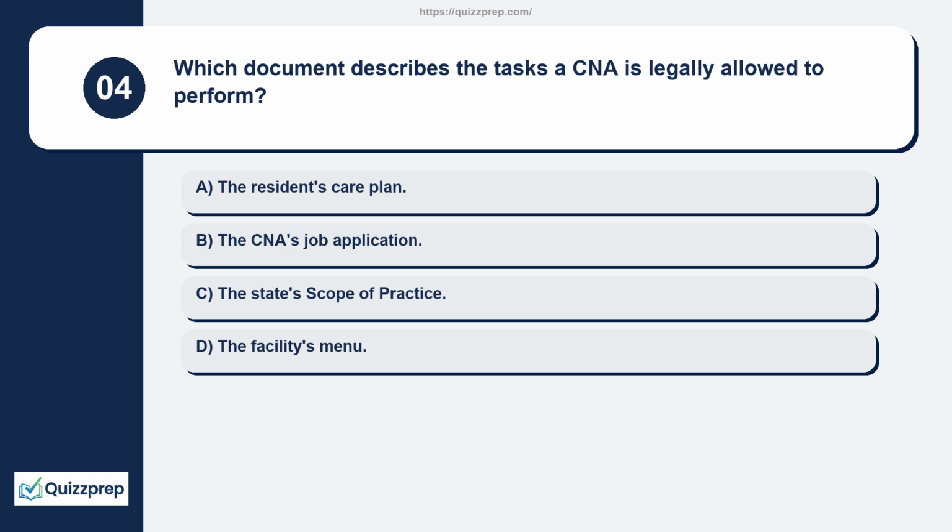Question 4. Which document describes the tasks a CNA is legally allowed to perform? The resident's care plan. The CNA's job application. The state's scope of practice. The facility's menu.